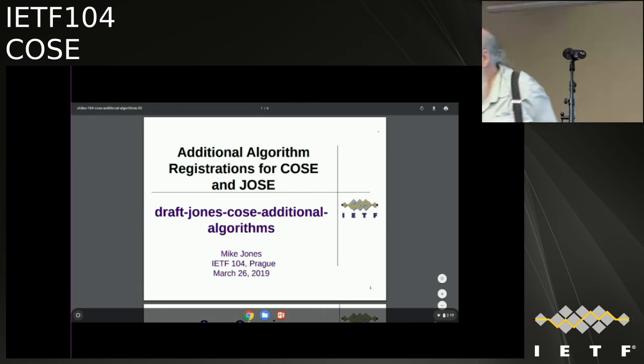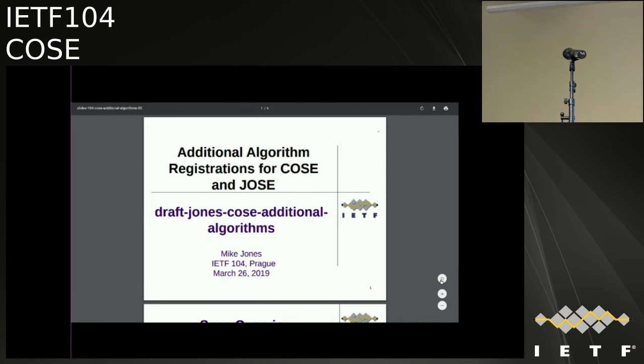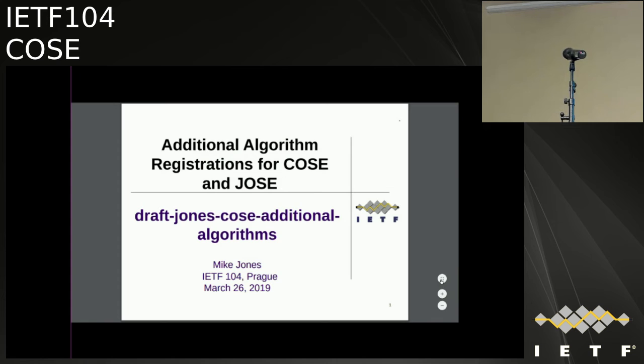Okay. Thank you, Jim. So I think what I'm hearing for next steps is the document needs some cleanup, and then we can see where we go from there.